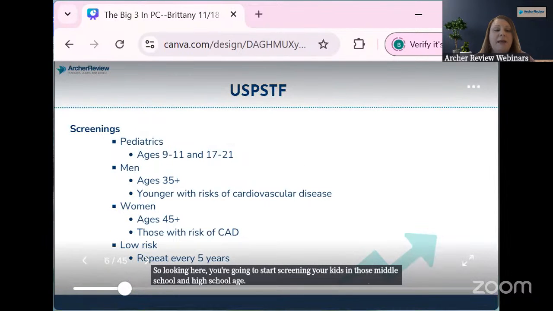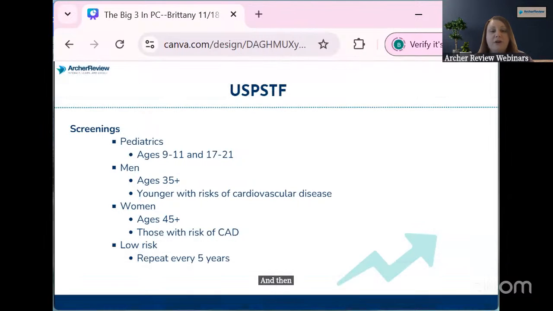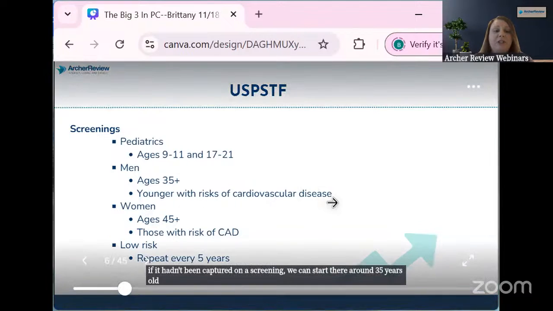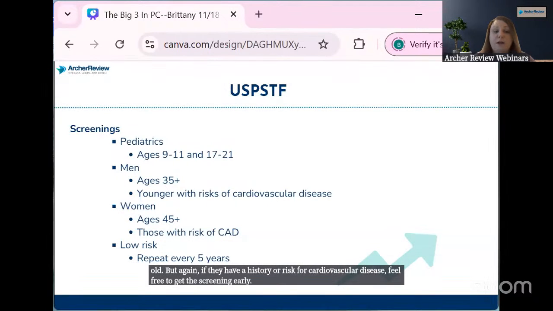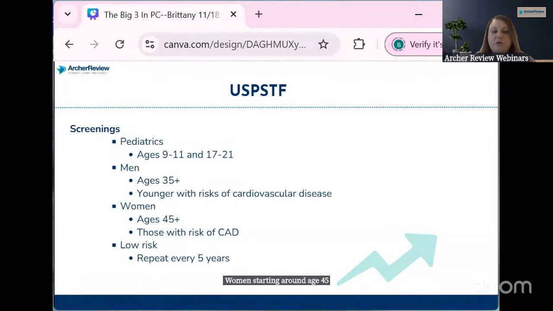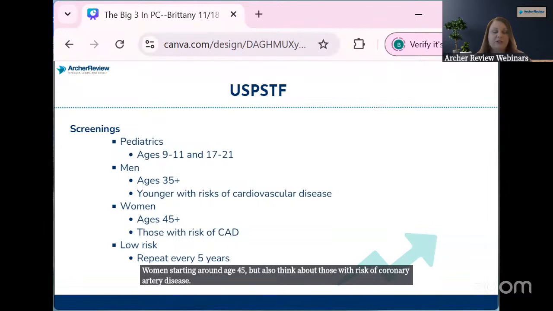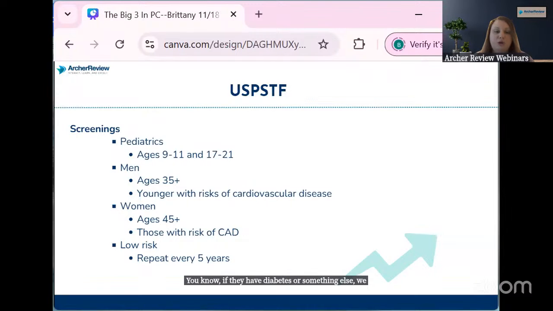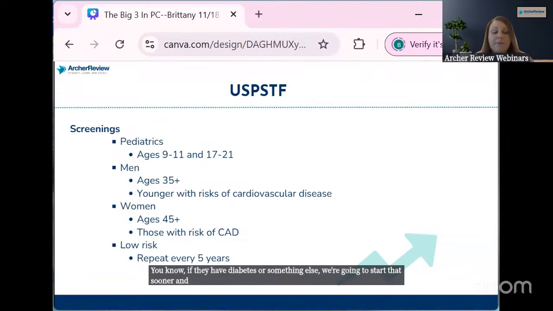And then also men age 35 and above with no history. If it hadn't been captured on a screening, we can start there around 35 years old. But again, if they have a history or risk for cardiovascular disease, feel free to get the screening early. Women starting around age 45, but also think about those with risk of coronary artery disease. If they have diabetes or something else, we're going to start that sooner and we're going to check that and make sure that we're not missing anything as far as their heart health goes.